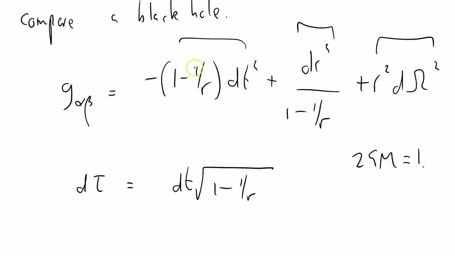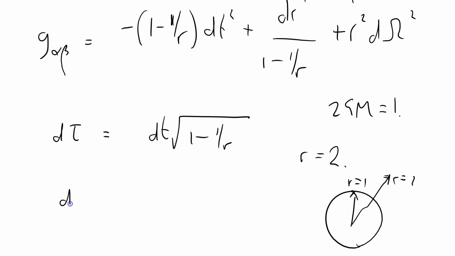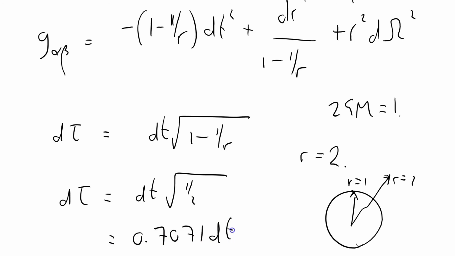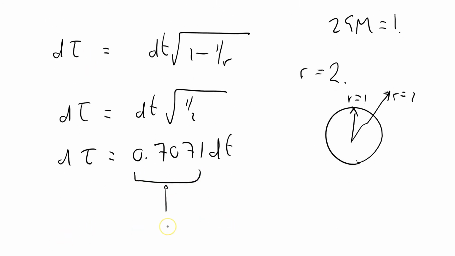That's why you might see this equation in a more complicated, unnecessarily complicated form. So if we choose r equals 2, for example, so there's the black hole, there's the Schwarzschild radius, r equals 1 is the event horizon, that's r equals 2 here. That says that d tau equals dt times the square root of a half, which is about 0.7071 dt. I've just chosen a particular radius.